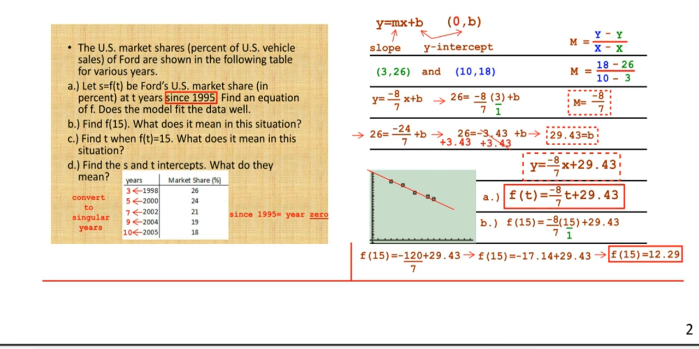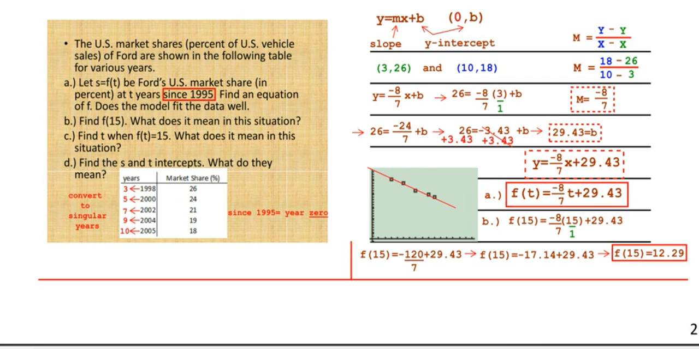Okay, well, how about the next one? C. Find t when f of t equals 15 and what is that in this situation. So that means that the y value is 15. So let's replace the y value from the previously found equation with 15. So we have 15 equals negative 8 divided by 7x plus 29.43. Let's get rid of the 29.43 from both sides of the equation so that we can solve for x. 15 minus 29.43, let's cancel it out on the right side. So we have negative 14.43 equals negative 8 over 7x.